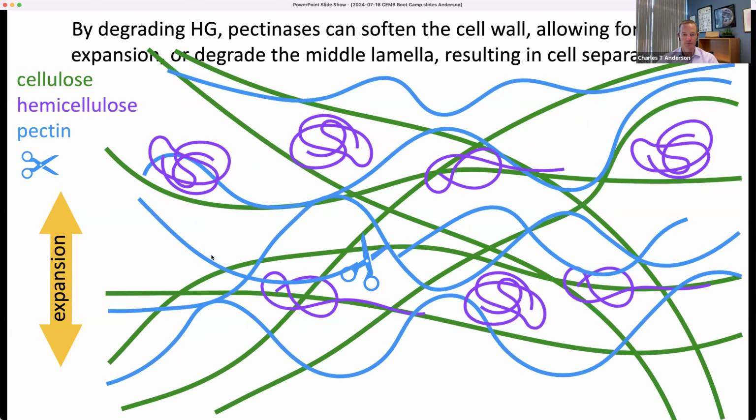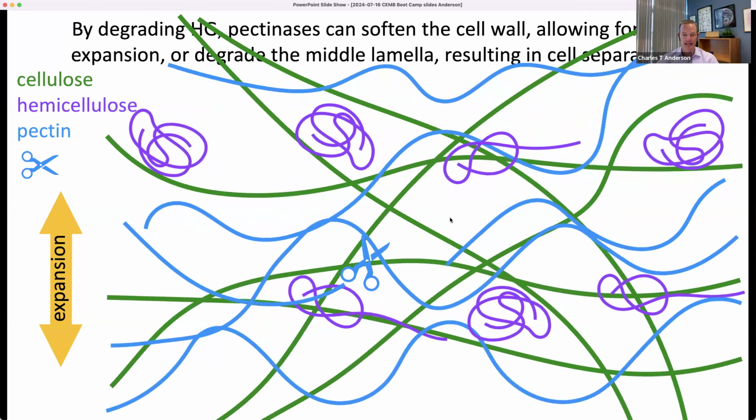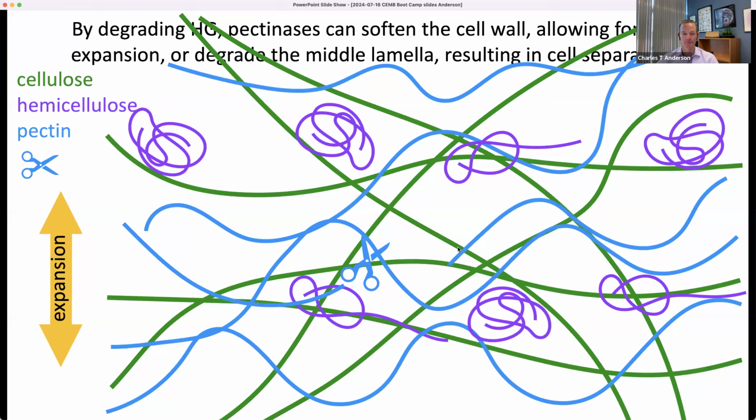By cleaving pectin, we think that the cellulose and the hemicellulose network in the wall becomes more deformable and able to undergo expansion. That's, again, ultimately driven in part by turgor pressure and also mediated in part by expansion proteins that disrupt, we think, the interactions between at least cellulose and potentially also hemicellulose molecules.